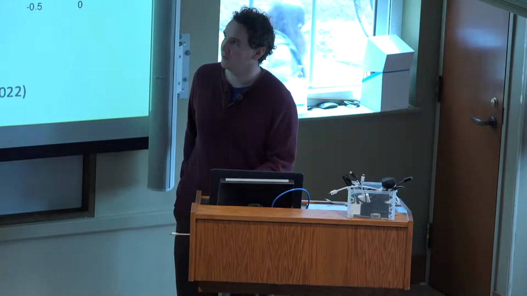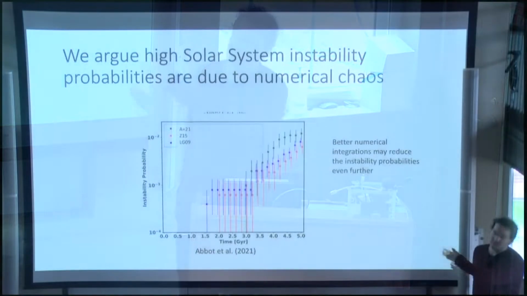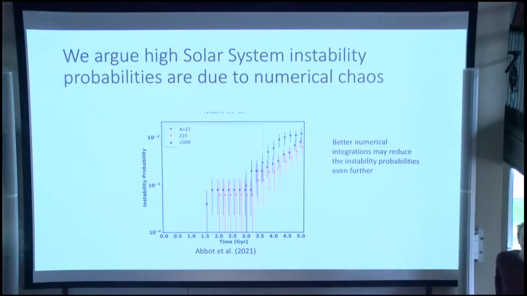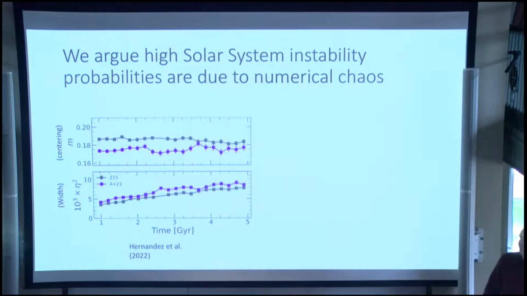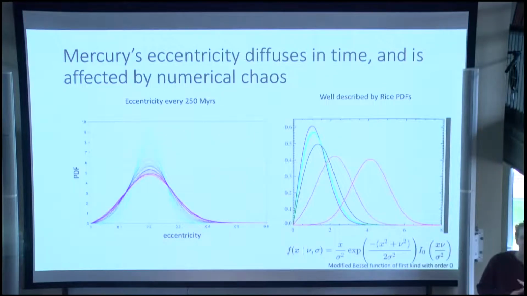And we're looking at things that are very rare. Rare events like instability probability. You can't just do a convergence test on your instability. And similarly, for the diffusion in the eccentricity, it's a process that happens very slowly. So it's not easy to do a controlled experiment on these kinds of things, I'd say.